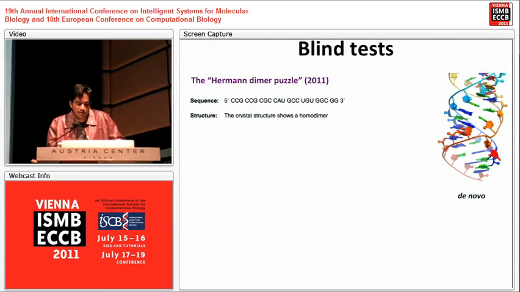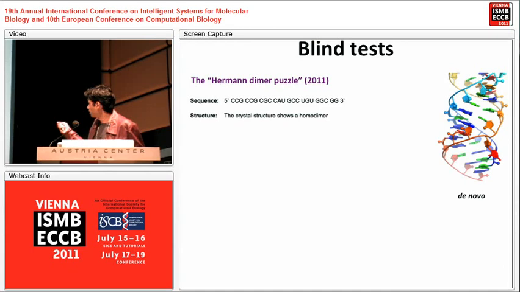Tomas Herman at UCSD gave us and the RNA modeling community some puzzles, some crystal structures that he hadn't yet published. And this is his puzzle number one. It's a sequence from the 5' UTR of the human thymidylate synthase transcript. And his crystal formed what's likely a non-native dimer, okay? But he told us that it was a dimer. Okay, this is part of our model from the stepwise ansatz.